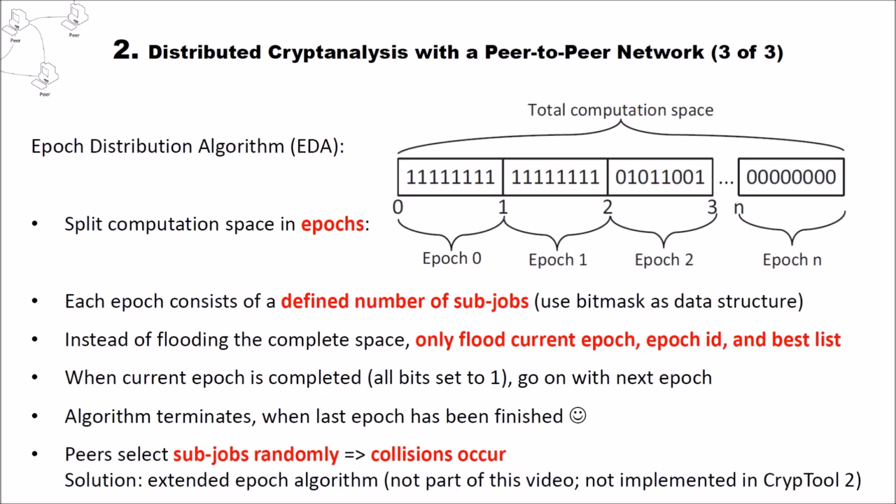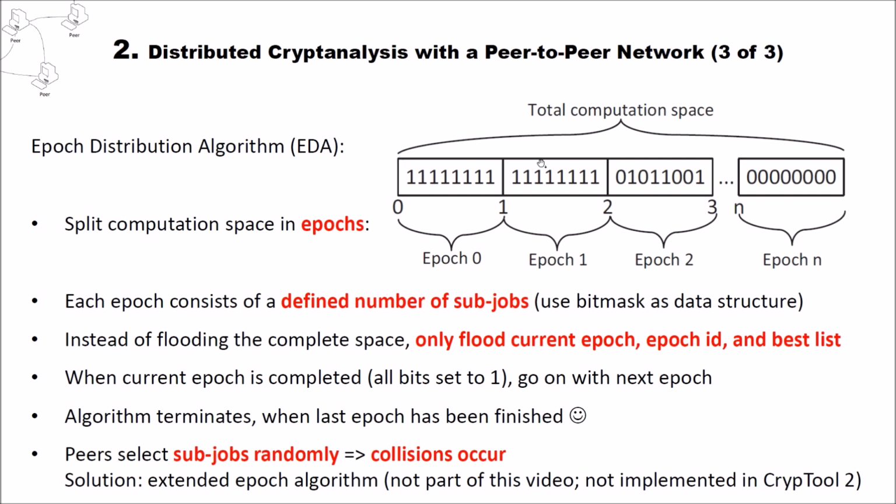And so, to solve this problem, we invented the epoch distribution algorithm, short EDA. And the basic idea is that instead of flooding the total computation space between our peers, we split the computation space in epochs, and for each epoch we have a defined number of subjobs. And we use bit masks as a data structure to define which subjobs have been already computed or not. And of course we can set the size of the bit mask in such a way that flooding is possible. And instead of flooding the complete space, we only flood the current epoch, the epoch ID, and the best list. What does this mean?